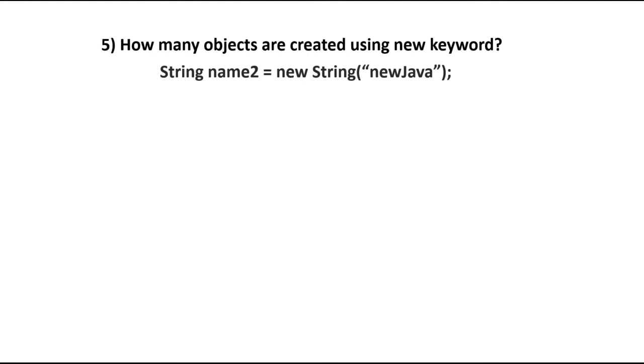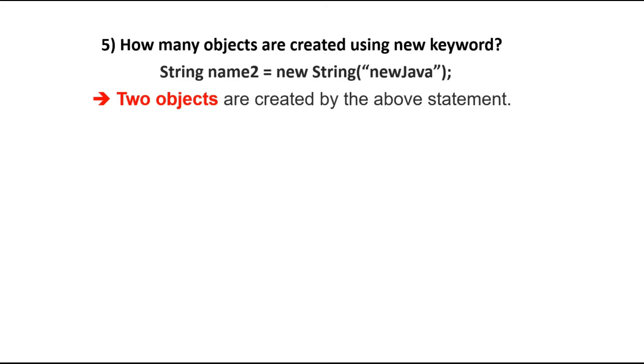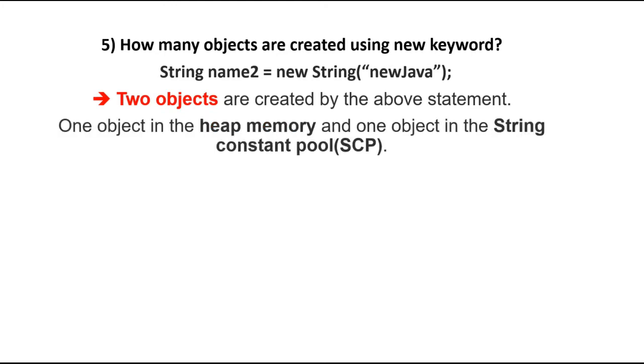Next question, how many objects can we create by using the new keyword? For this statement, String name2 = new String("new Java"), we are passing "new Java" to the constructor. It will create two objects, one in the heap and another one in the string constant pool. If "new Java" already exists in the string constant pool, it does not create that object.